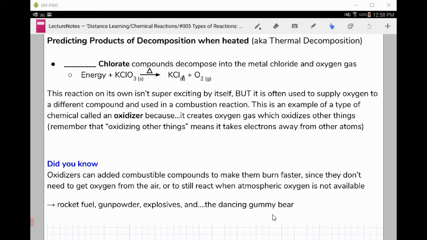It's also what's used for the famous dancing gummy bear experiment, which we're going to look at in a moment, because it provides so much oxygen to that environment that it allows it to combust rapidly compared to what would happen under normal atmosphere conditions.